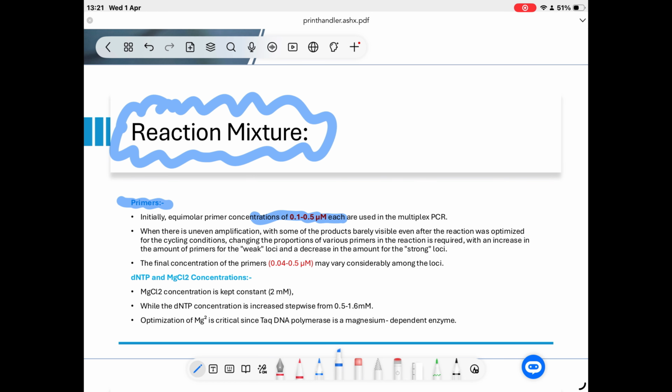Why is one locus inherently weak while another is strong, assuming they were both designed within the same TM window? Well, the TM window is only a mathematical average based on the primary sequence. It doesn't account for secondary structures in the template DNA. The target region for a weak locus might naturally fold in on itself, forming a tight hairpin loop that physically blocks the primer from accessing the binding site. Even at the correct annealing temperature, yeah. Alternatively, a strong locus might reside in an open, easily accessible region of the genome.